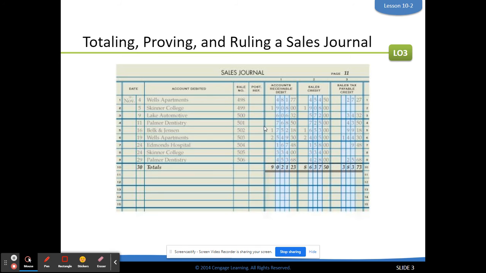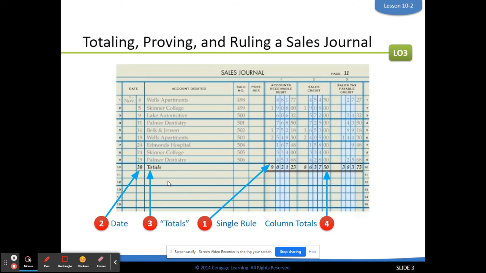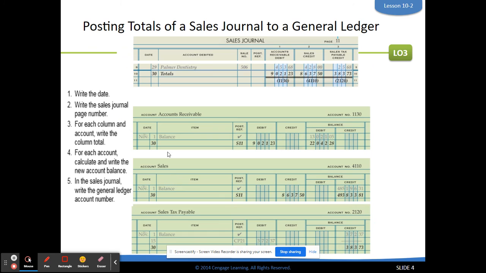Our next step is going to be to post from the sales journal to the general ledger. So before we can do that, we're going to total, prove, and rule the journal. So rule the single line, put the date, the word totals, put all the column totals, and then we're going to rule the double line. Once we're done that, we're going to be able to post to the general ledger.